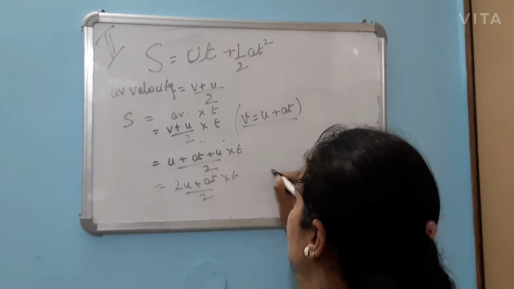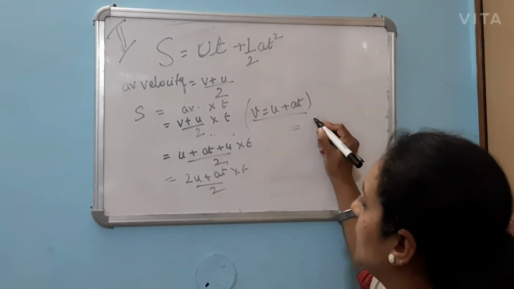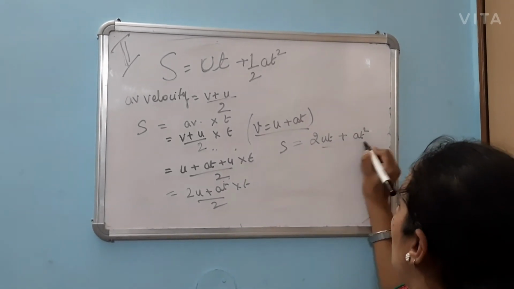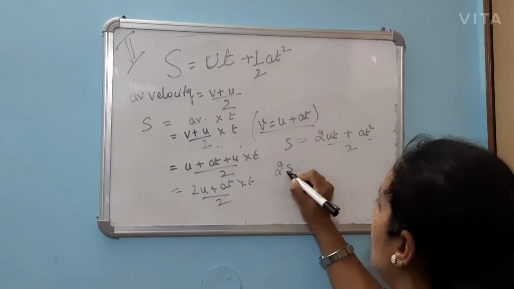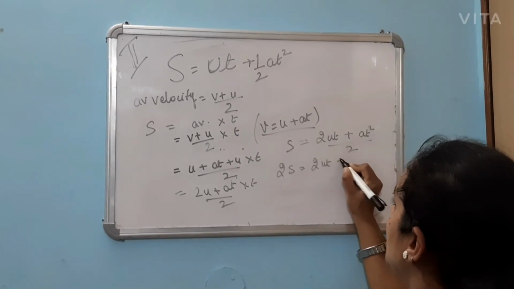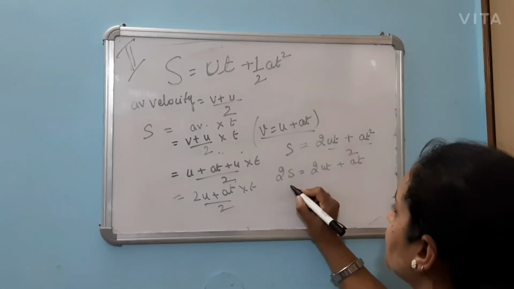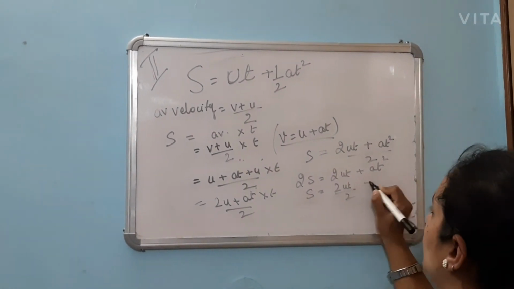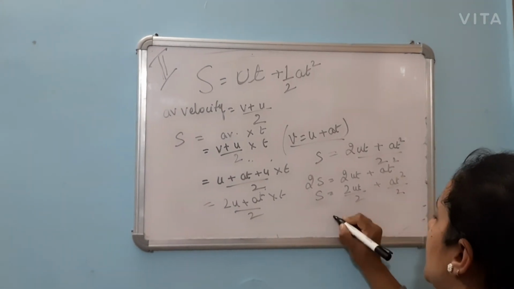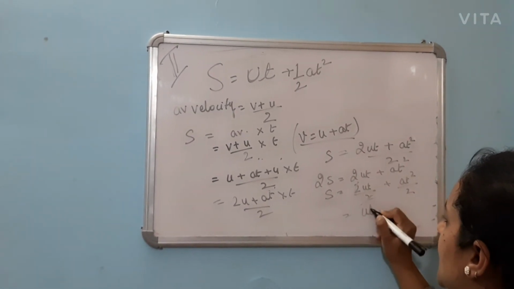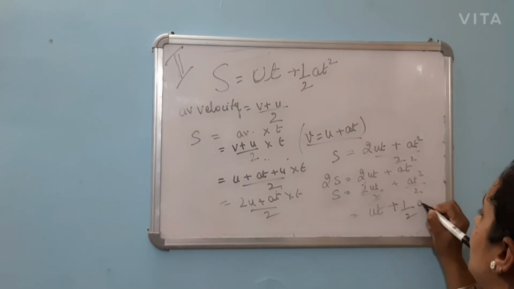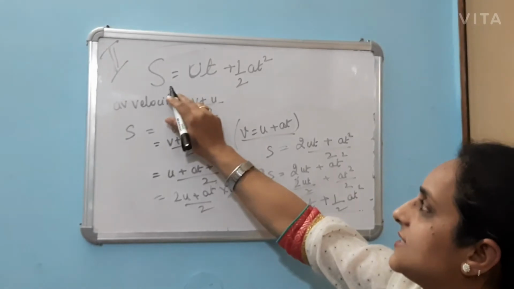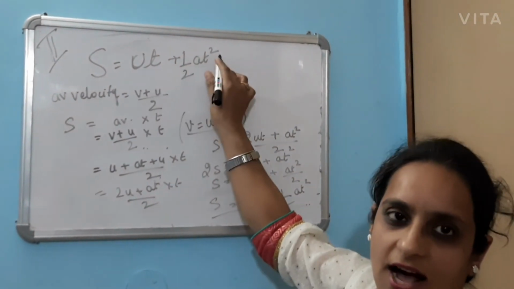Now multiplying T on both the sides, it comes out to be S is equal to 2UT plus AT square upon 2. Cross multiplying it again, we get 2S is equal to 2UT plus AT square. So when we divide both sides by 2, the 2 gets cancelled. We get S is equal to UT plus half AT square. Hence the second equation of motion is derived. Distance is equal to UT plus half AT square.